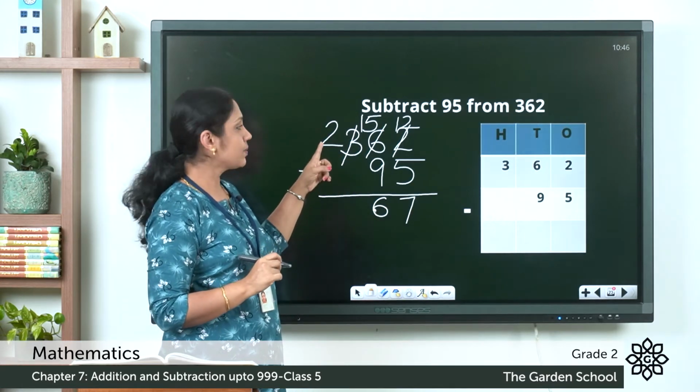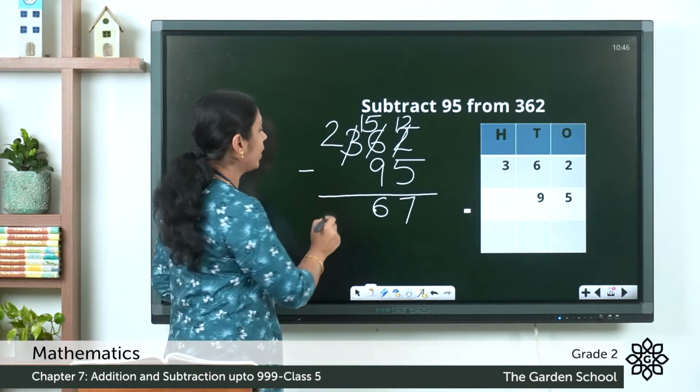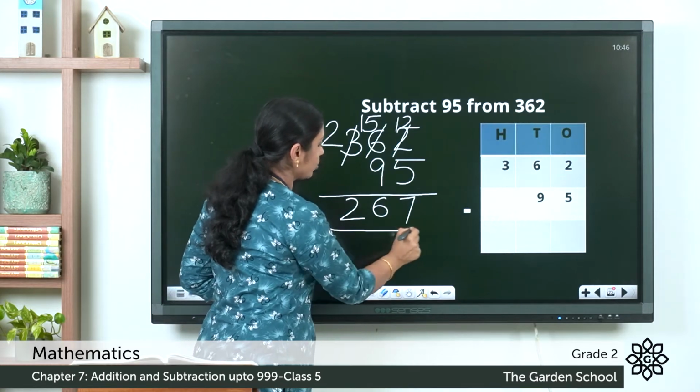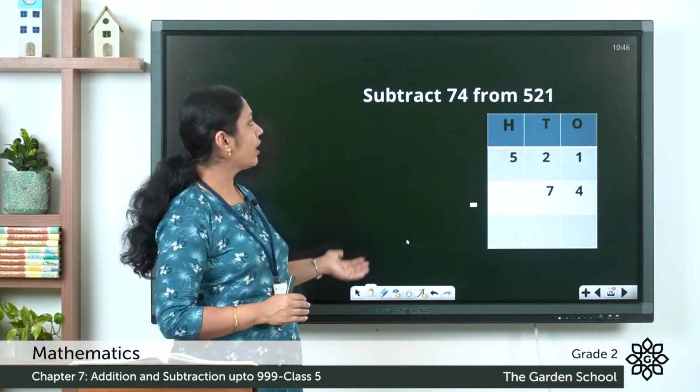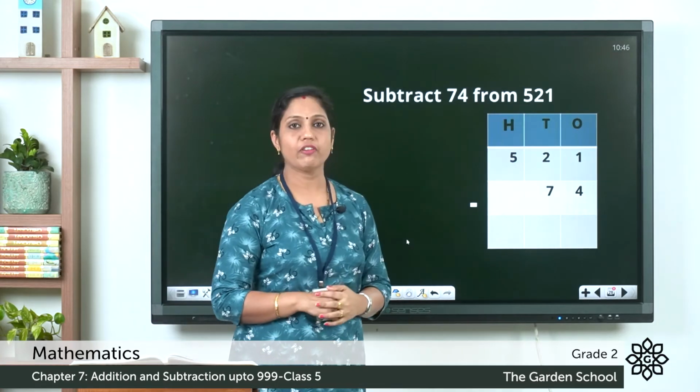Then we'll move on to the hundreds place. We have 2 here. So that 2 we can write here, and we get the answer 267. Now let's look at the next number. We have subtract 74 from 521.